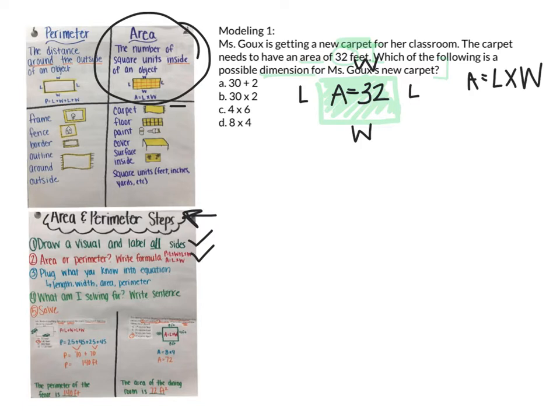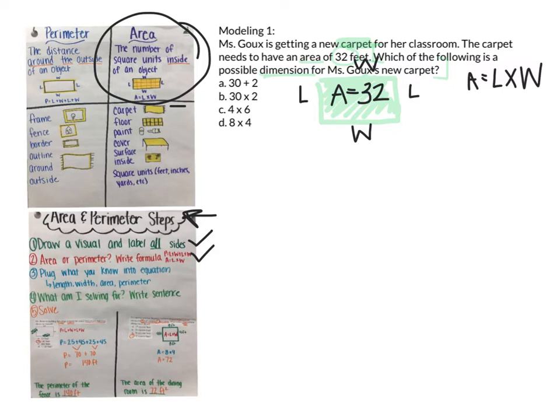Step 3 tells me to plug what we know into our equation. The only thing from our equation that we know is our area. We're not given any length or any width. This is going to be one of those types of problems where we have to solve all of our answer choices to find our answer.